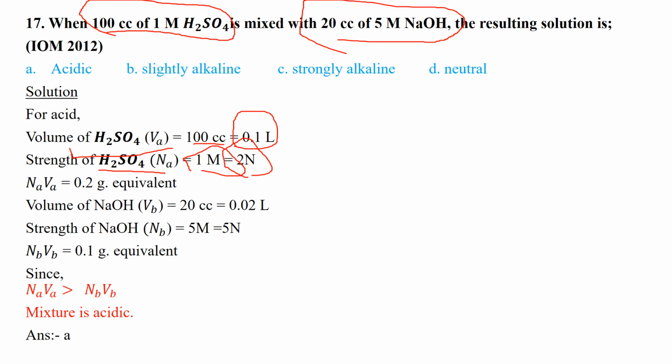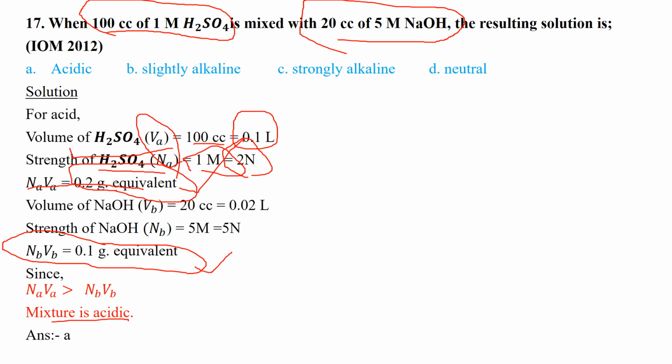Then Na into Va gives the number of gram equivalents, that is 0.2 gram equivalent. In a similar manner, the number of gram equivalents for NaOH will be 0.1. Then we have to compare the number of gram equivalents between the acid and the base. The number of gram equivalents of acid is greater than that of base, so the mixture will be acidic.